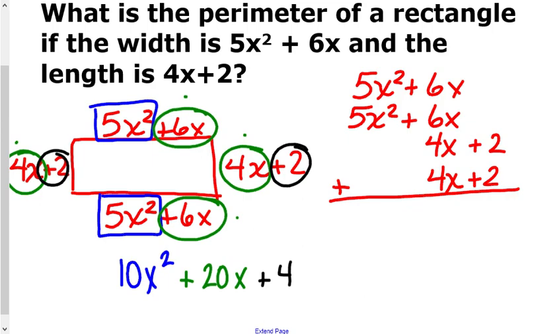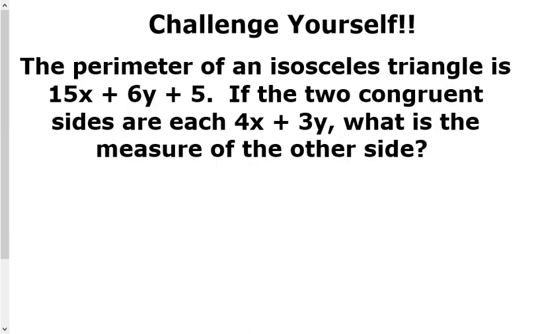Now we can use this for all sorts of applications. We can do all sorts of things with this. We can even do something that looks like this. The perimeter of an isosceles triangle is 15x plus 6y plus 5. If the two congruent sides are each 4x plus 3y, what is the measure of the other side?